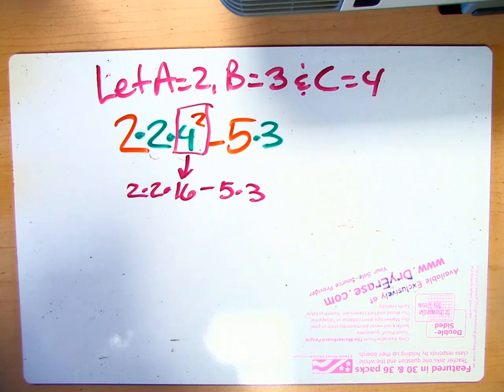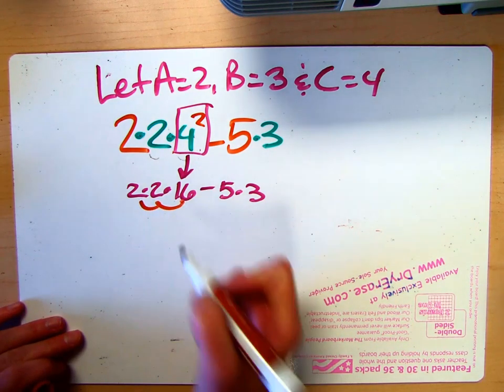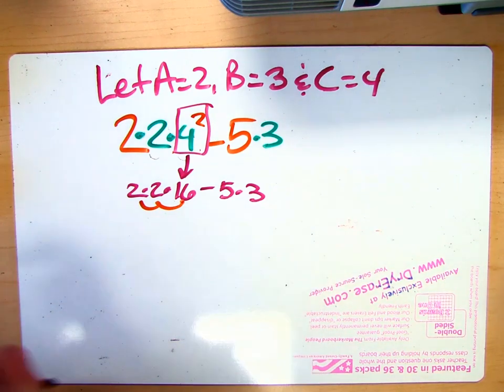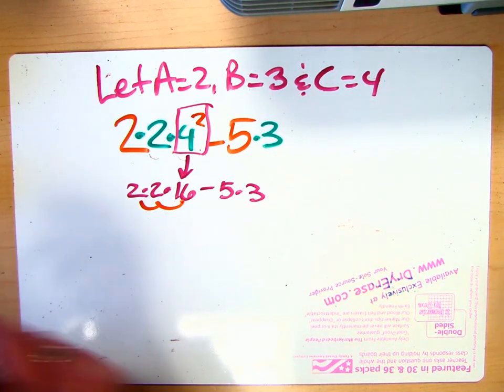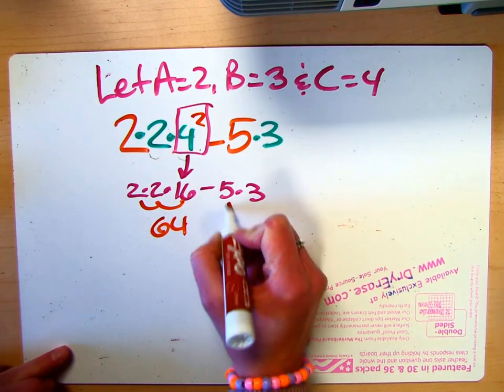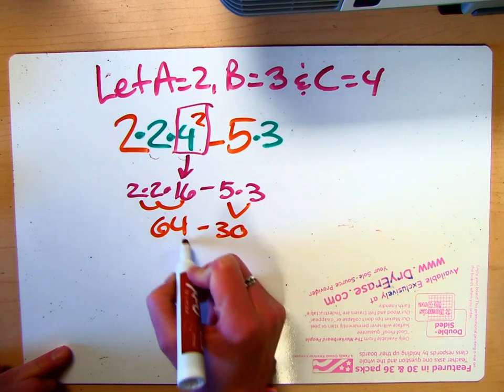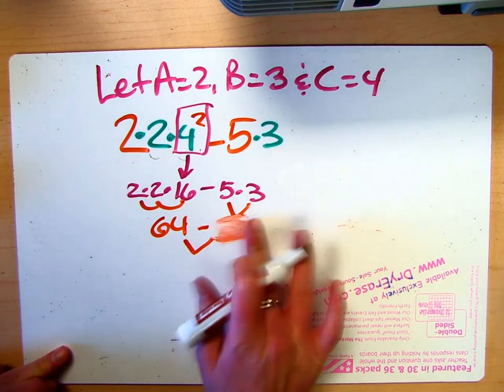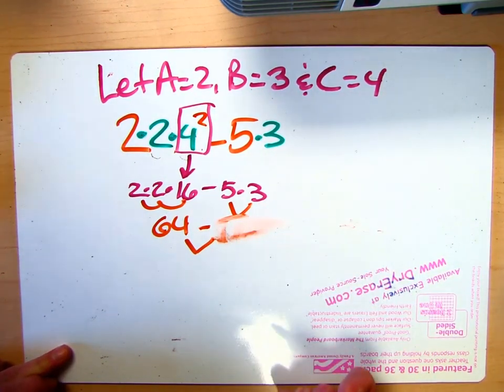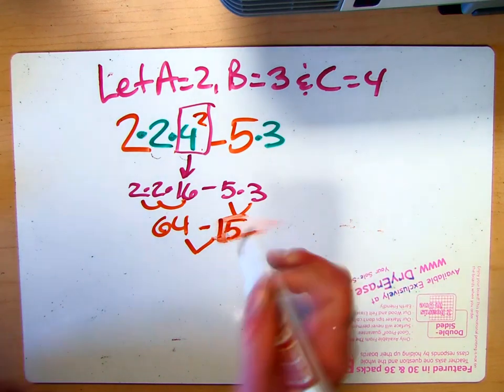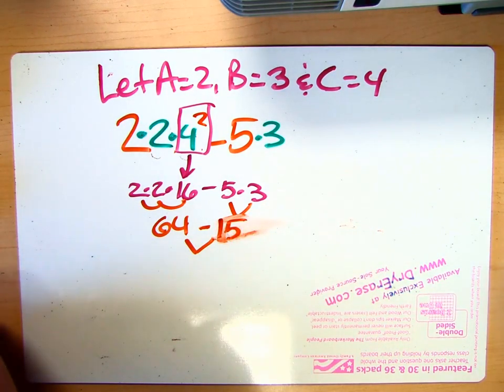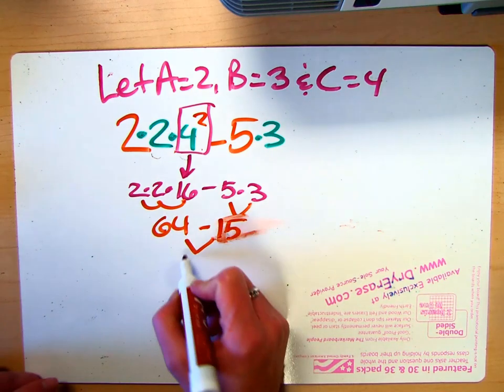Next step would be multiplication. We have lots of it, so we're going to work from left to right. 2 times 2 times 16. So 2 times 2 is 4, and 4 times 16 is 64. Never mind, I'll jump over to do 5 times 3, which is 15. And then finally, 64 minus 15 is 49.